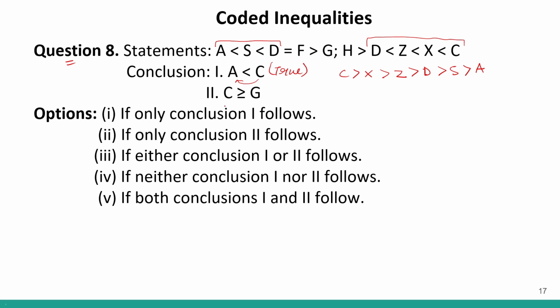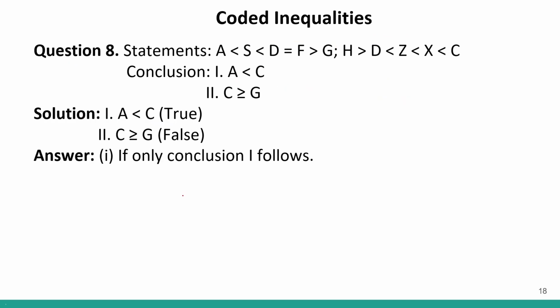Now we have to check whether C is greater than or equal to G. So G is over here. Correct? This much information if I add, D is basically equal to F and F is greater than G. Based on this information, I can conclude that C is greater than G, but I cannot conclude that C is greater than or equal to G. Correct? We are not able to conclude this sign. So this conclusion will be false. So my answer will be that only conclusion 1 follows. Therefore, option number 1. Correct? We have very easy questions. These are all direct inequalities questions. Very easy.